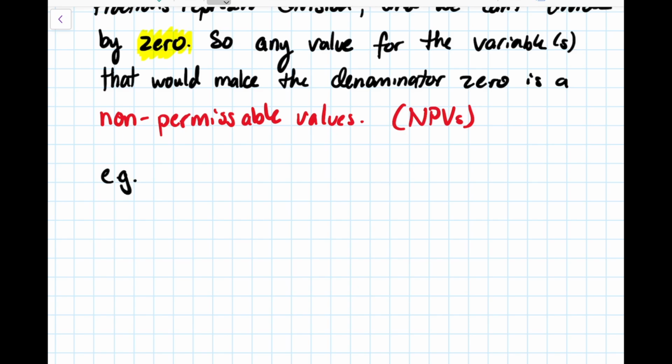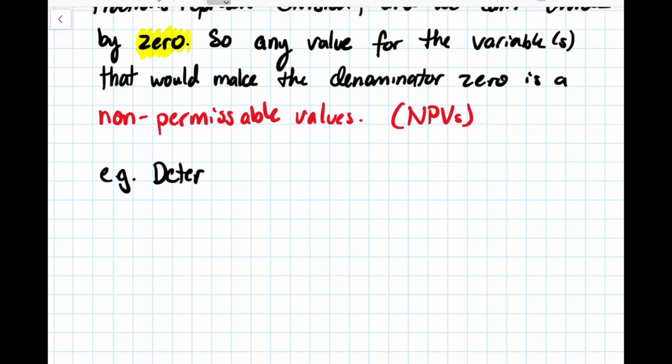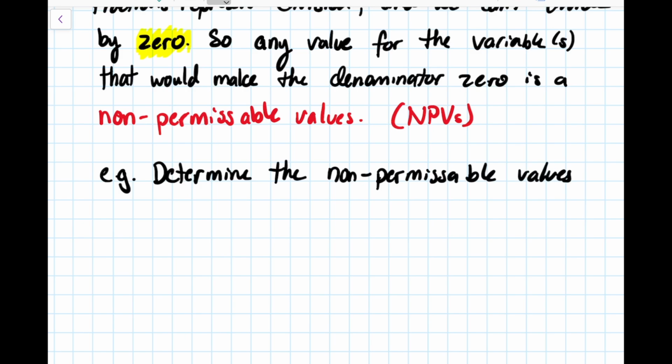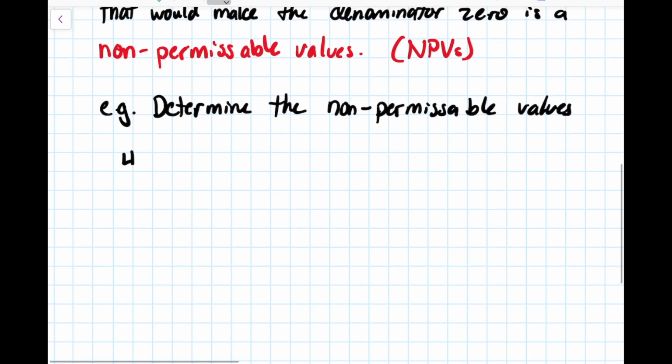So let's start with some basics. We're going to determine the non-permissible values for a whole bunch of different rational expressions, starting about as simple as we can with something like 4 over x. It's only the denominator that matters, right? The numerator can absolutely be 0. You can do 0 divided by whatever you want. That's okay. You just can't divide by 0. In this case, since our denominator is just x, we would say that x cannot be 0.